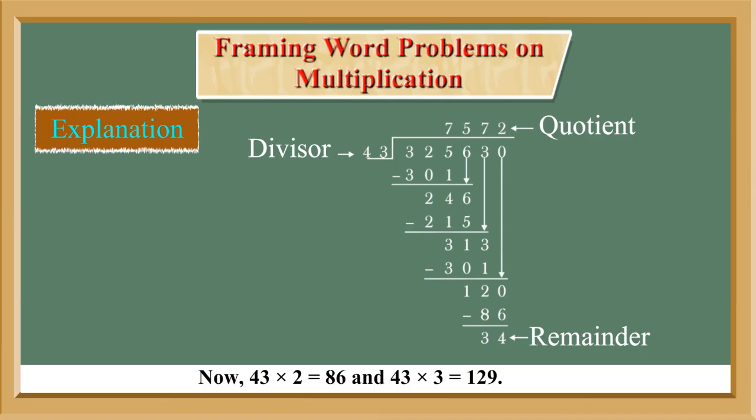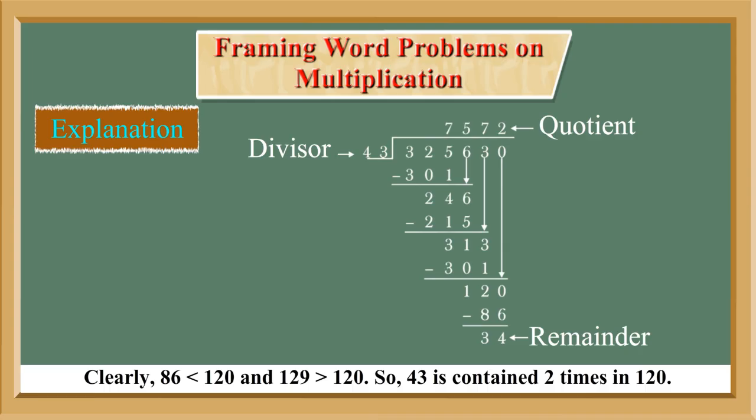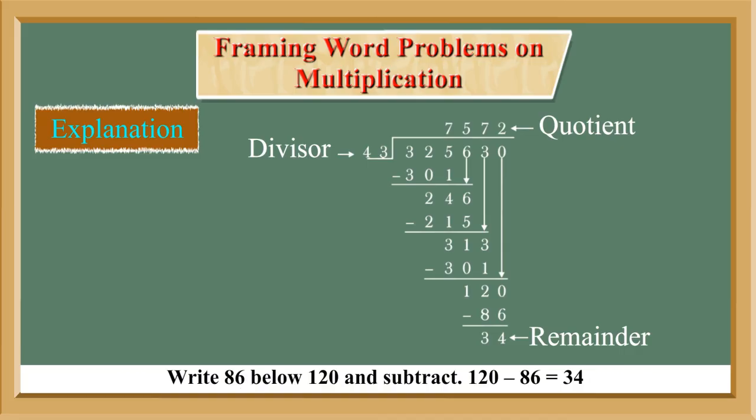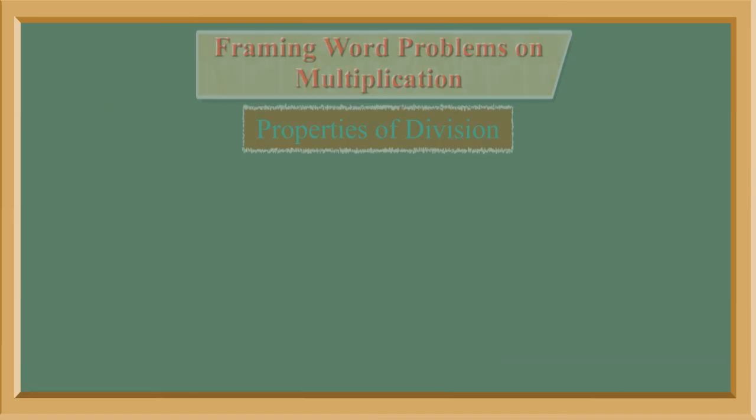Now, 43 times 2 equals 86. 43 times 3 equals 129. Clearly, 86 is less than 120 and 129 is greater than 120. So, 43 is contained 2 times in 120. Write 2 in the quotient just next to 7 as shown in the solution. Write 86 below 120 and subtract. 120 minus 86 equals 34. Thus, quotient is 7572 and remainder is equal to 34.